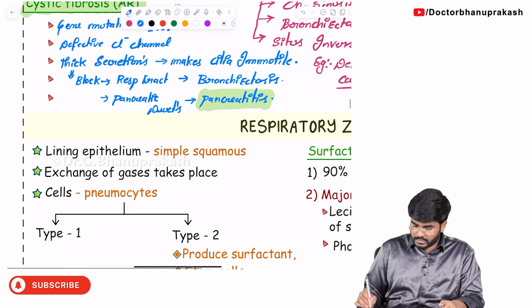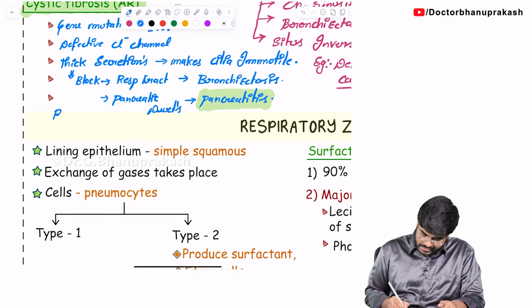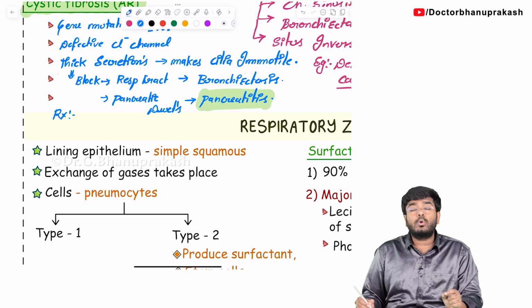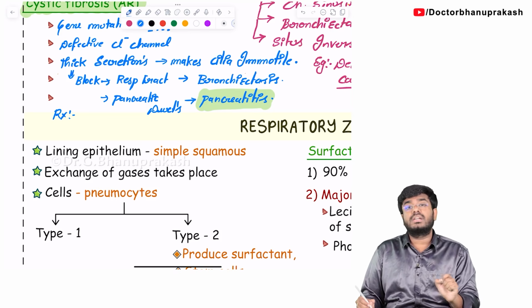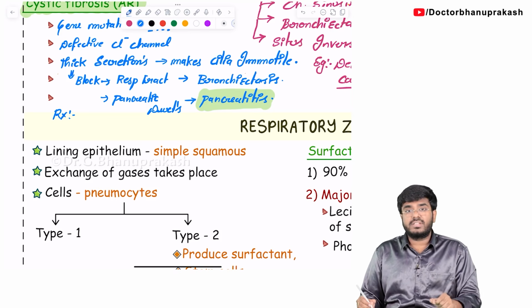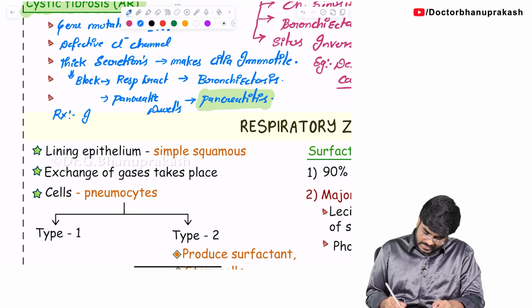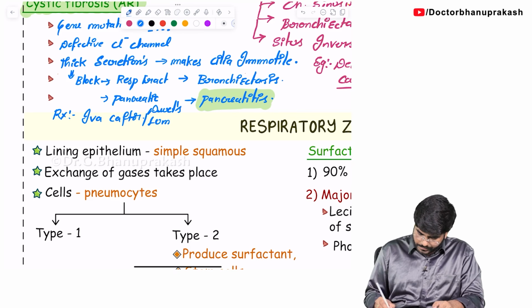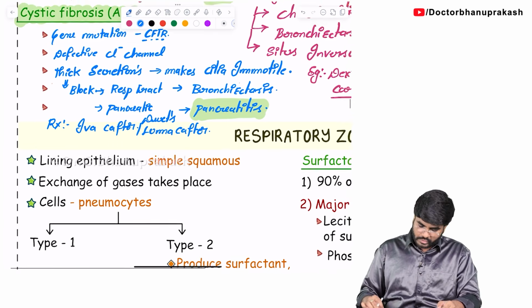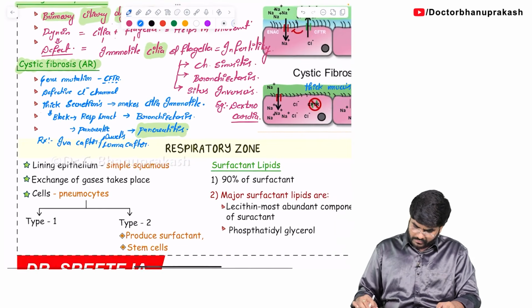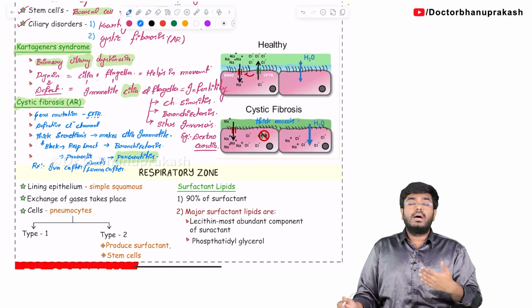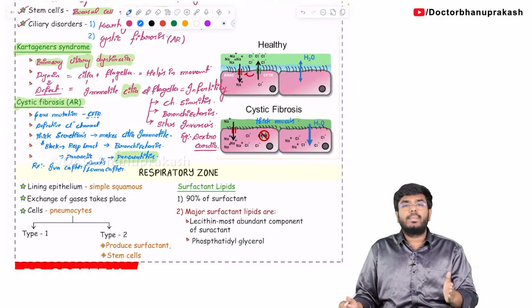Next step. What is the treatment in this condition? You have to make the chloride channels functional again. You have to use certain drugs which make the chloride channel functional again. What is the drug? The drug is called ivacaftor, and lumacaftor. Ivacaftor and lumacaftor are the drugs which will help in clearing the sputum again. They will make the chloride channel functional again and make the mucus diluted again.